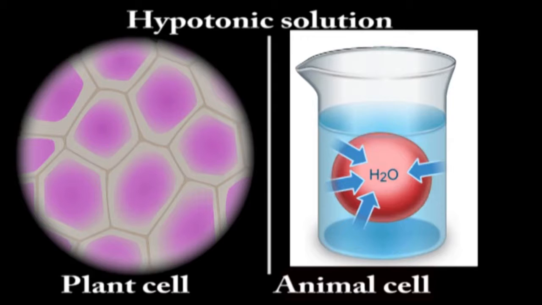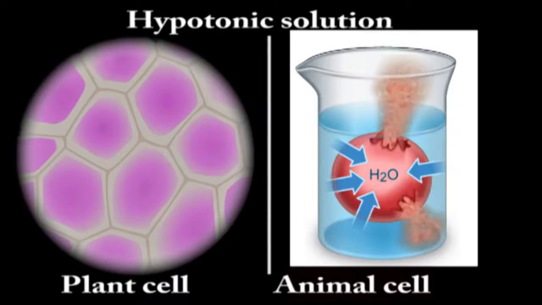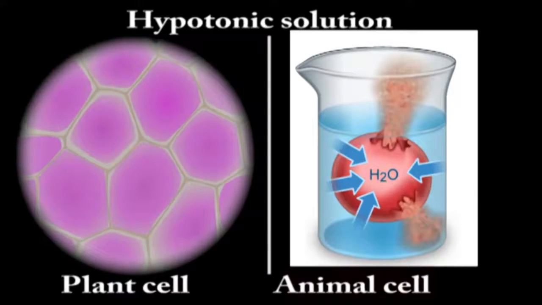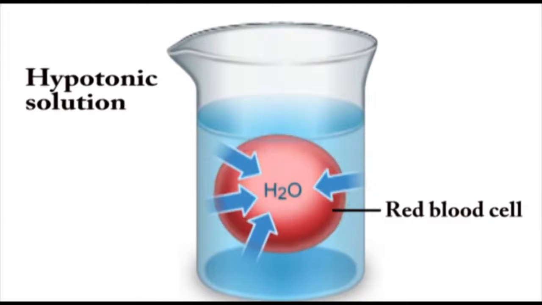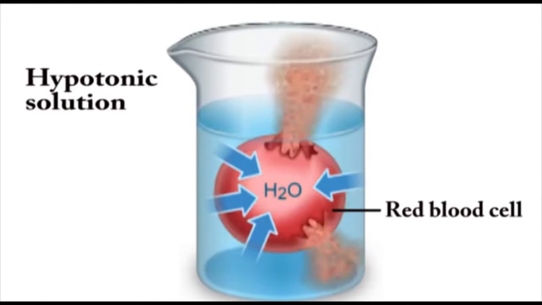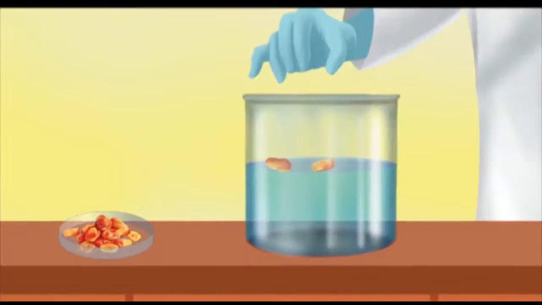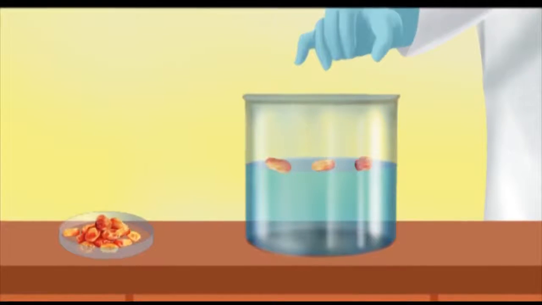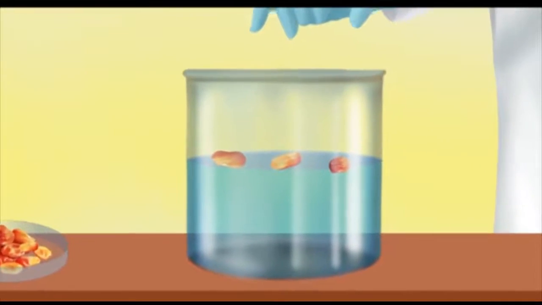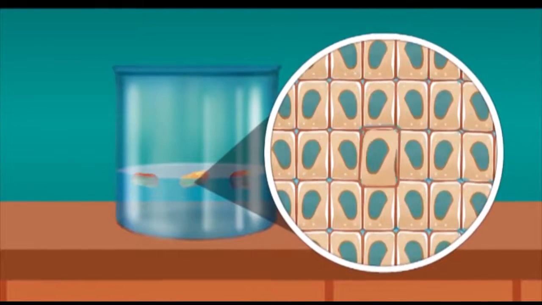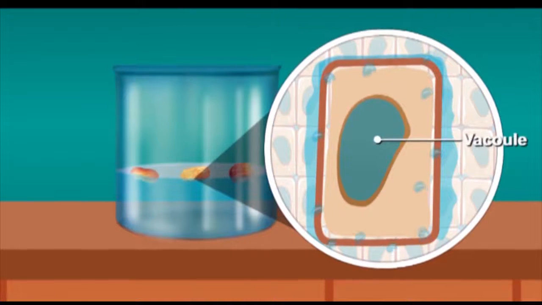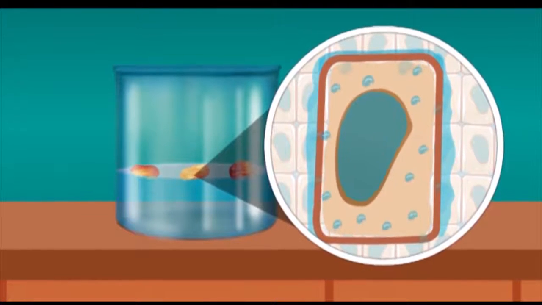Animal and plant cells show different reactions when they are placed in hypotonic solution. If a red blood cell is placed in a hypotonic solution, water enters the cell and the size of the cell increases. Finally, the cell ruptures. If a raisin, a dried grape, is placed in hypotonic solution, water enters from the solution into the raisin cell. The size of the cell increases and finally it becomes turgid.